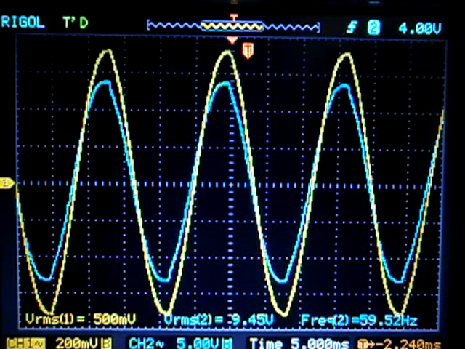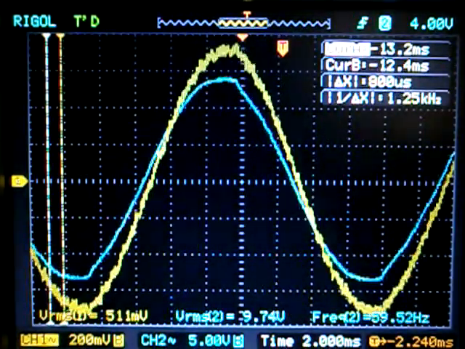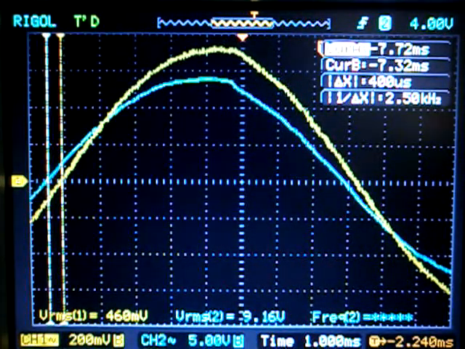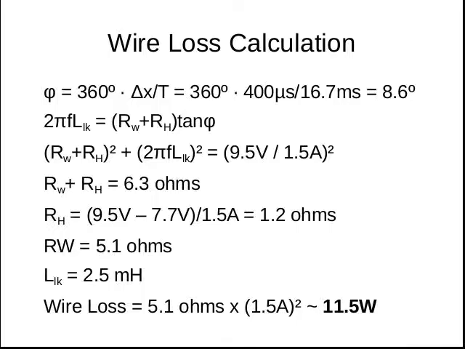This oscilloscope screenshot shows the voltage as the blue trace and current as the yellow trace. Now we adjust the time base so that we can better measure the phase shift between the two quantities. And we use this value for the calculations, as you can see. R sub H is the name I gave to the resistance added by the additional hardware we talked about, that is the switch, fuse holder, etc. This 7.7 volts here is what we measured with a multimeter in the last episode of this series. So we can calculate the wire loss of 11.5 watts, which is less than the 13 watts we estimated initially.